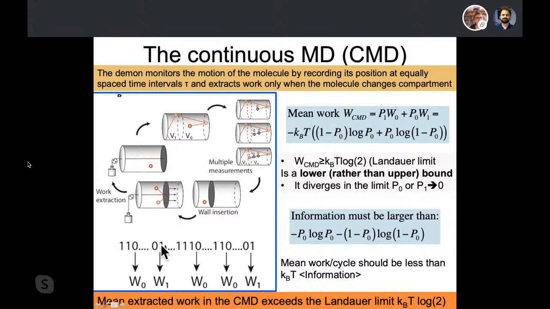So here it is shown as a series of bits. For example, in this case, here it is in the left compartment, still in the left compartment, still in the left compartment. Now it changes, now I extract work. Now the nice thing about doing the experiment this way is that the average extracted work is the same expression as before, but you extract work 0 from the compartment 0 when you started observing at 1, because you are waiting for the first change of bit. And therefore, the formula for the average work is as before, but with the weights exchanged.